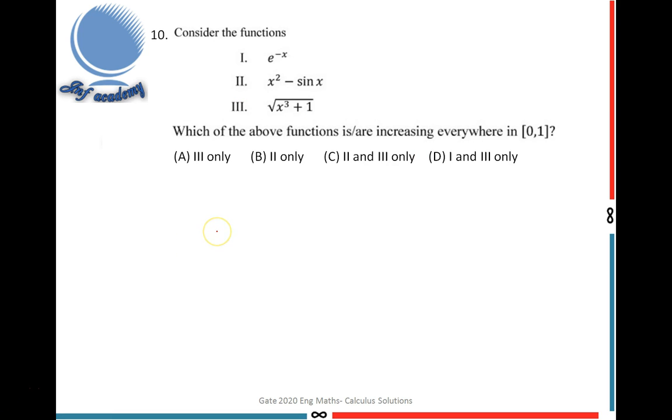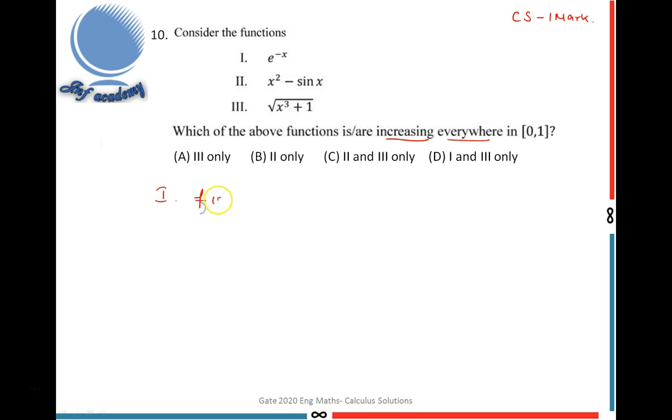10th problem: consider the functions 1, 2, 3. Three functions are given. Which of the above functions are increasing everywhere in the interval 0 comma 1? This question is from the CS department. It has 1 mark. First I check the function e power minus x.